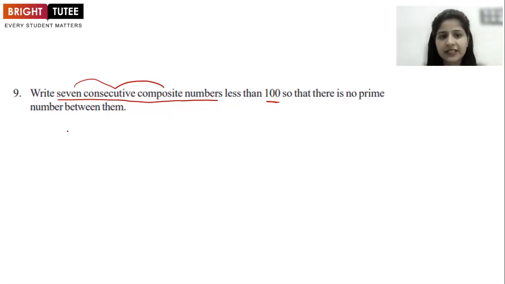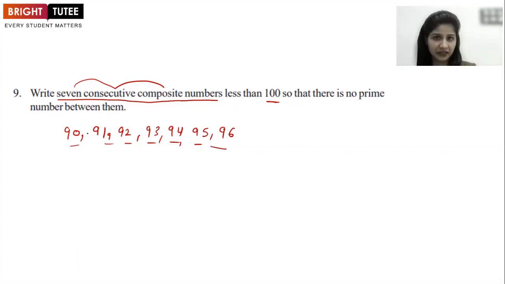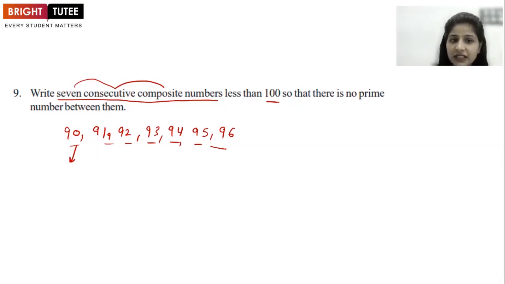The numbers that we can write are 90, 91, 92, 93, 94, 95, 96. Yes, these are 7 composite numbers. That means they come one after another and there is no prime in between them. See, 90 has more factors other than 1 and 90. 91, if we see, also has more than two factors. 91 is also divisible by 7, as you can see, so it will have more than two factors.